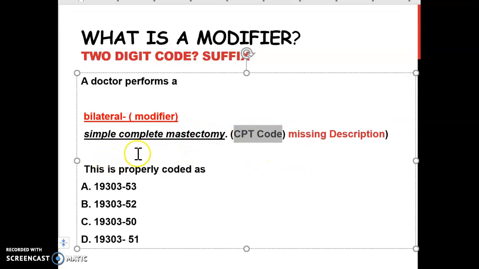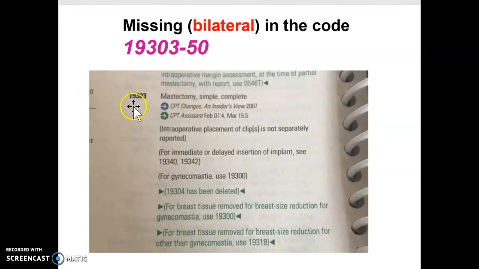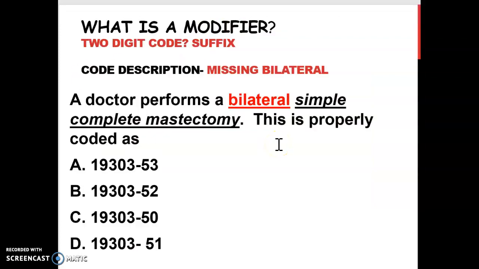Okay, so remember, we're looking for a procedure, simple complete mastectomy, and it says bilateral simple complete mastectomy. When you find this code in your CPT coding manual, you see that the code only says mastectomy simple complete. It does not say bilateral. So the bilateral is missing. It's missing the information for performing surgeries on two mastectomies, not one. So the insurance company will not pay you for both if you do not add a modifier 50. That is why we call it a modifier. Modifier means you are modifying the code, adding more information, getting the proper reimbursement from the insurance company.